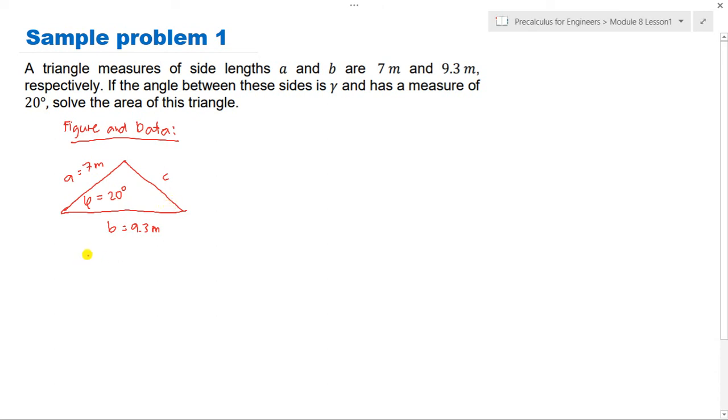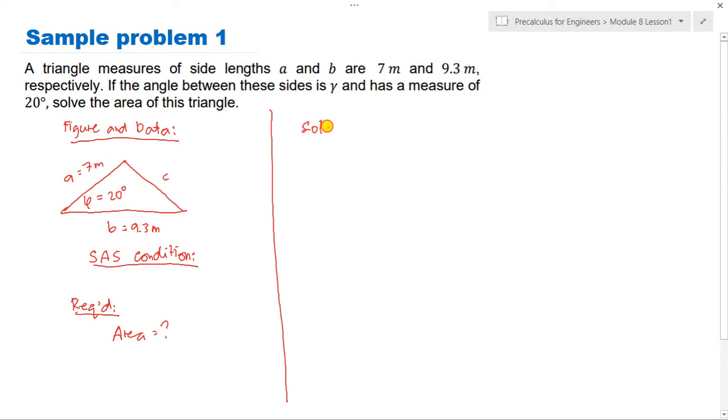So this is an SAS condition. We have the side, the angle, gamma, and the side. So it's an SAS condition. Required is we are going to solve for the area of this oblique triangle. To solve for the area, since this is SAS, area is equal to 1/2 AB sine gamma. So it's 1/2, A is 7 meters multiplied by 9.3 meters multiplied by the sine of gamma, sine 20 degrees.